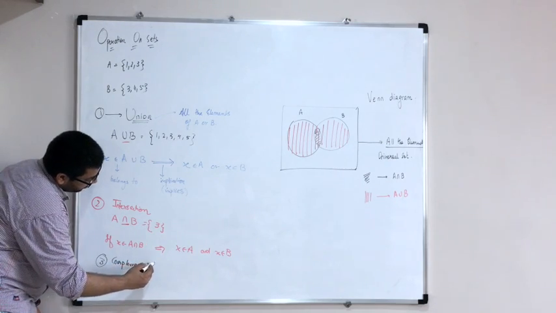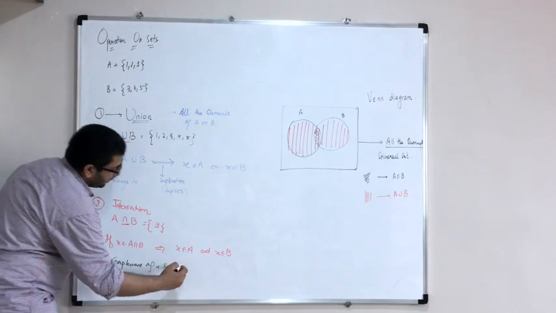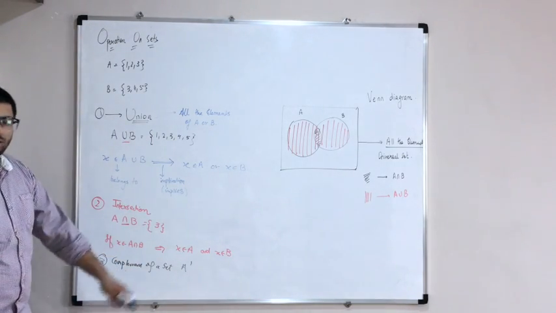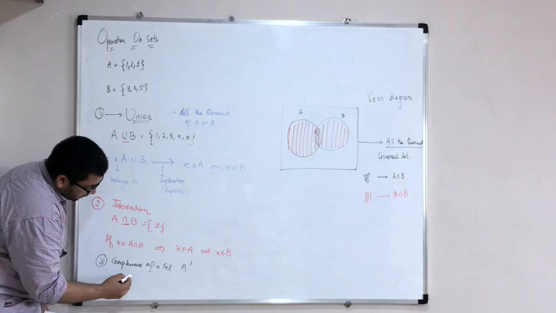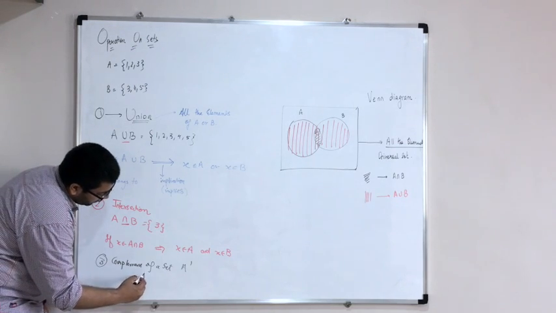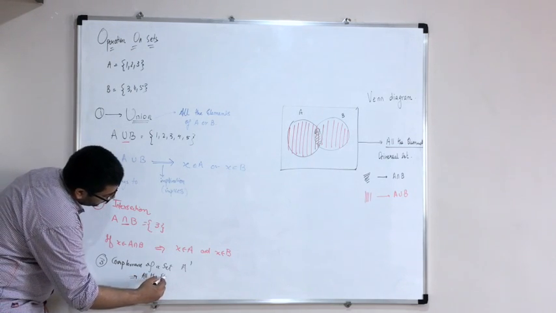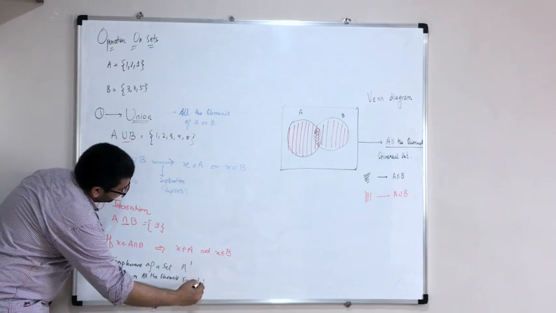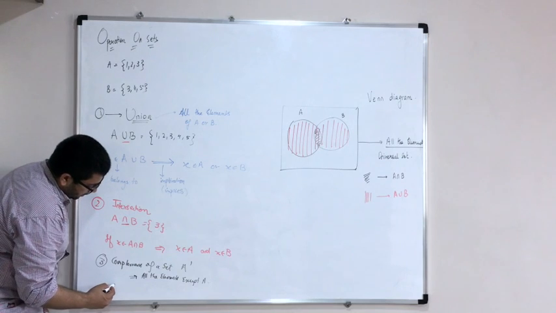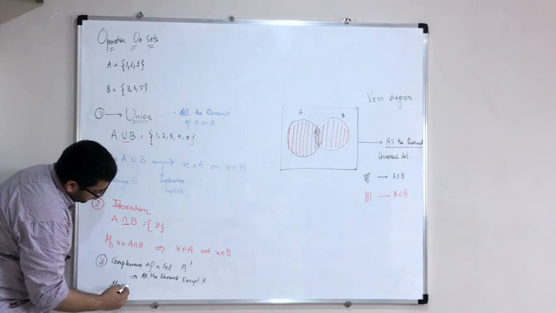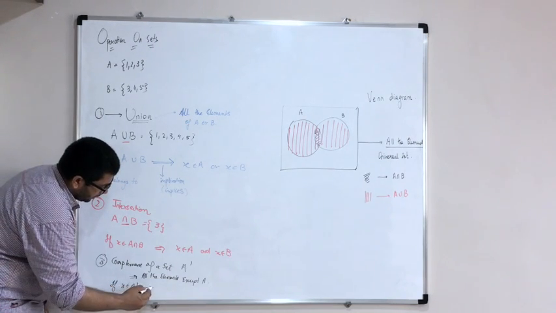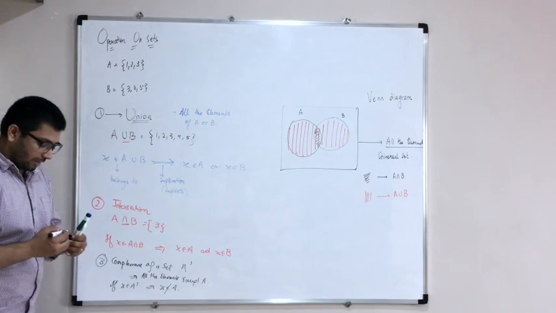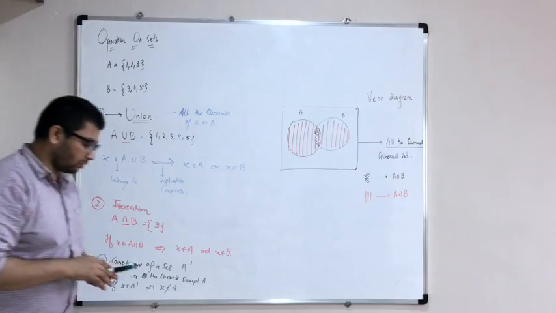Complement of a set is denoted by A complement, with a dash. Okay. Now what is the complement of a set? A complement is nothing but all the elements except A. So if X belongs to A complement, this implies X does not belong to A. If X is belonging to A complement, X will not belong to A.